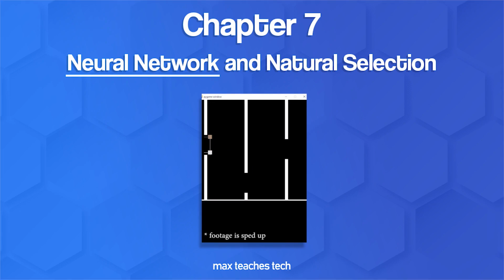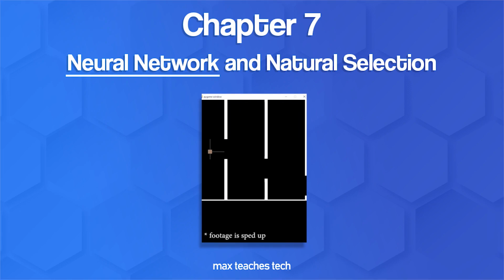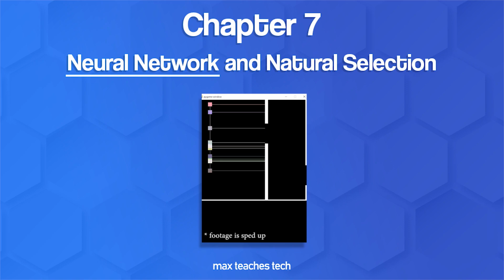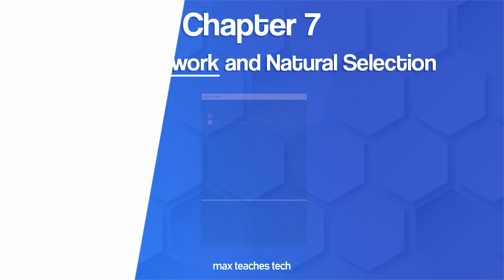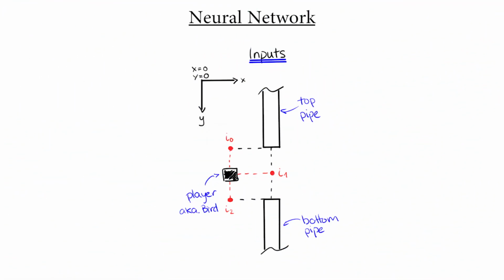Now we're going to add the AI in 2 steps. First off, we're going to create the neural network that controls the bird, and after that, we're going to add the natural selection process. So let's start with the first step and add the neural network which controls the bird. Before we go ahead and write the code for this, let me briefly explain what we're trying to do in this first step. Over on this image, you can see the input parameters that we are able to work with.